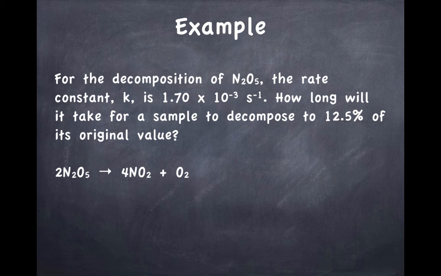Well, here's an example that we'll work out in class. It says for the decomposition of N2O5, the rate constant K is 1.7 times 10 to the minus 3 inverse seconds. How long will it take for a sample to decompose to 12.5% of its original value? And there's our reaction there, which isn't terribly important. But again, we will work this one out in class.